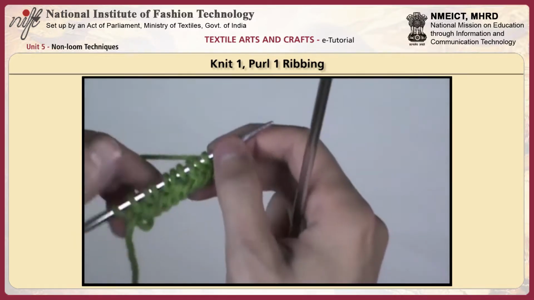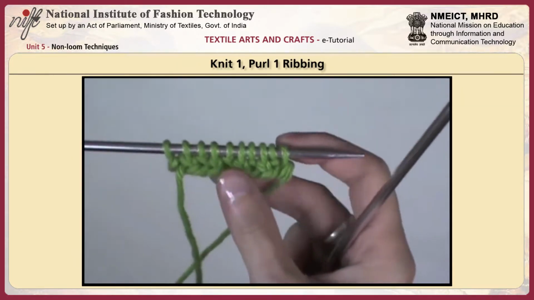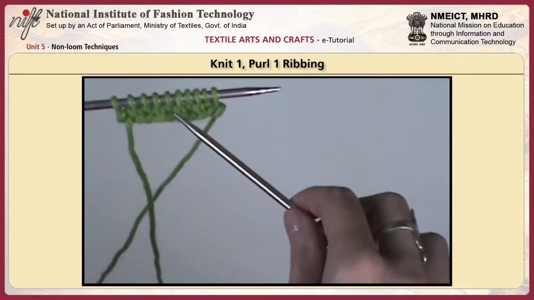So when you're done with the row, you just turn it around, or if you're working in the round, you just keep going. But essentially what you're looking for on the next row is what happened on the row below.